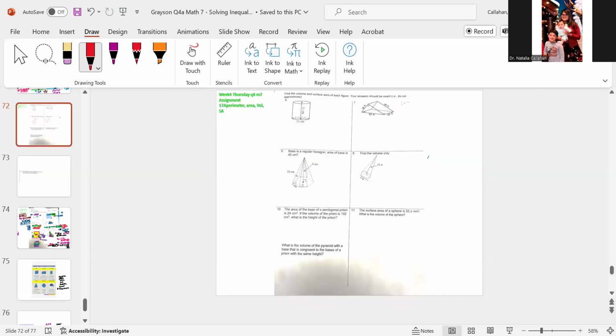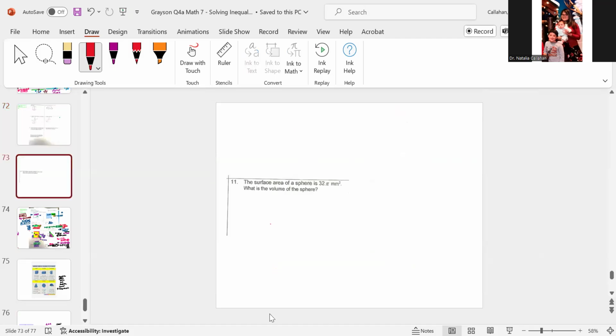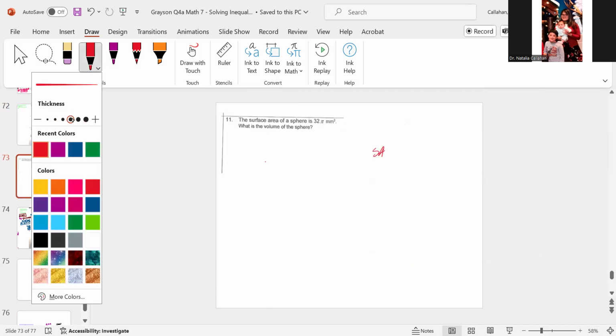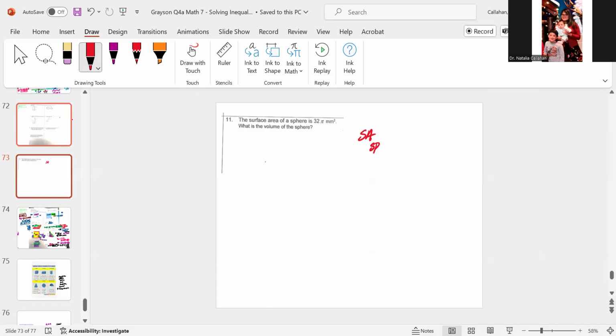All right, so let's go ahead and start off. You say you want to go over number 11. Surface area of a sphere. What's the formula for the surface area of a sphere? You need to memorize that. Okay, what's given to you? The surface area of the sphere is 32. What do I put that number? That's fine. There's your formula. Where do you put it? Surface area. Okay, let's do that.